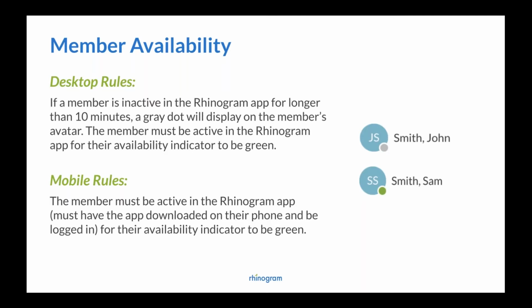If a team member is inactive in Rhinogram for longer than 10 minutes, a gray dot is going to display on the member's avatar. So the member must be active in Rhinogram for the availability indicator to be green. Further, on the mobile app, you first have to have it downloaded on your phone, and you have to be active in Rhinogram for the availability indicator to be green as well. Now let's take a closer look.